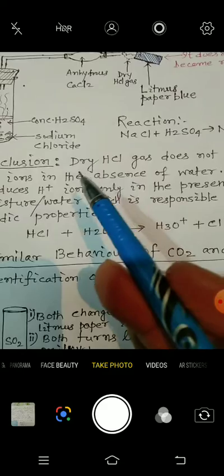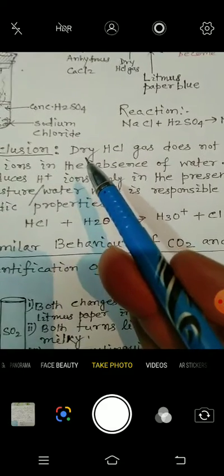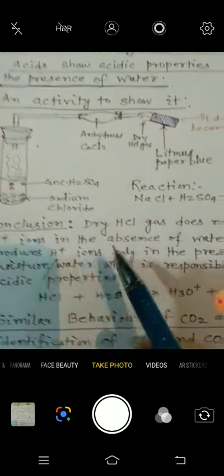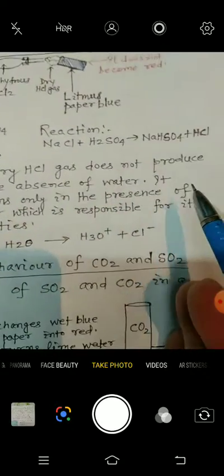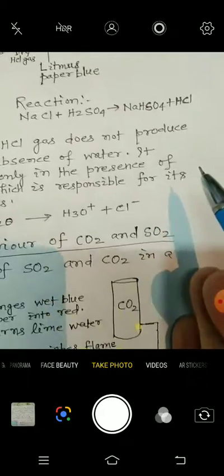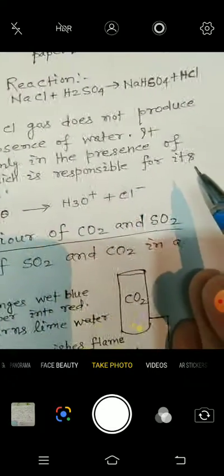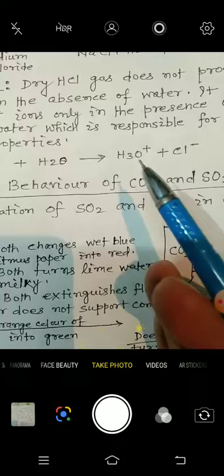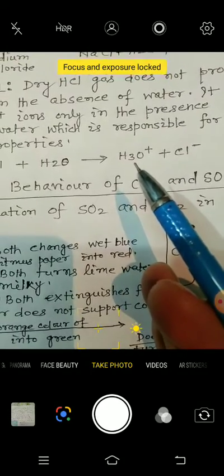Conclusion. So what conclusion can be drawn from this activity? Dry HCl gas does not produce H plus ions in the absence of water. It produces H plus ions only in the presence of moisture or water, which is responsible for its acidic properties. So see here, HCl plus H2O gives H3O plus, the hydronium ion or hydrogen ion.